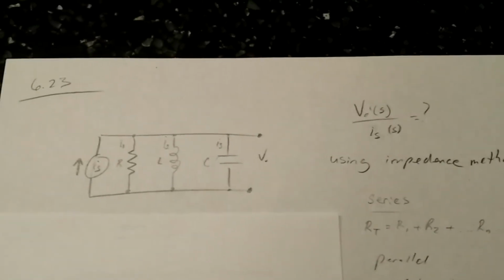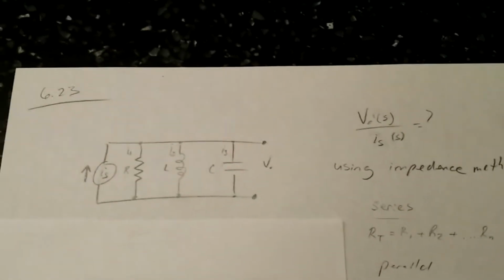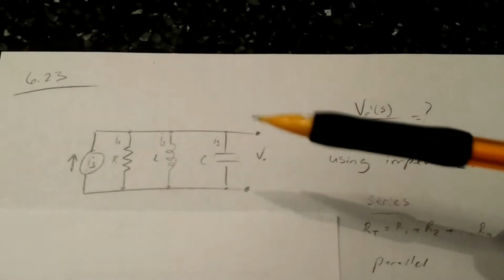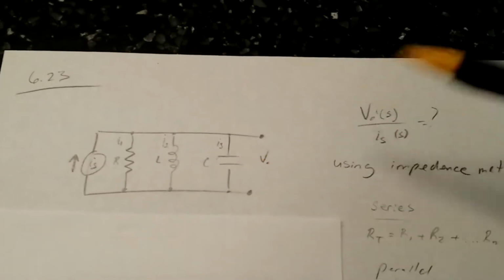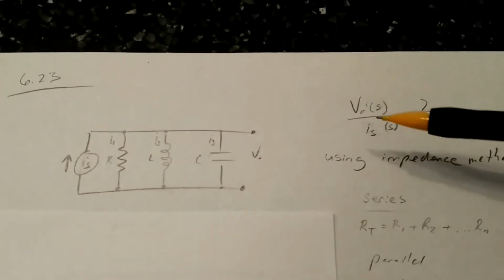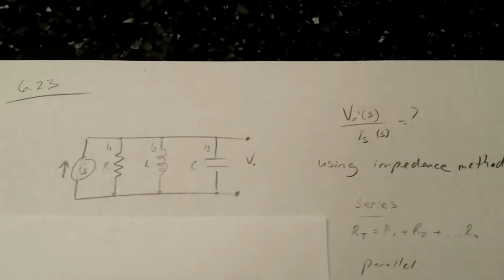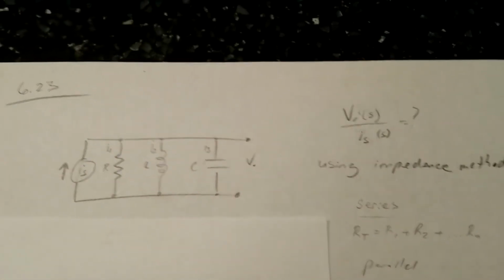Hi, my name is Bryce Newton, and this is homework 9, problem 6.23. We are given this schematic of this RLC circuit, and we are asked to find the transfer function of the voltage out over the current in.